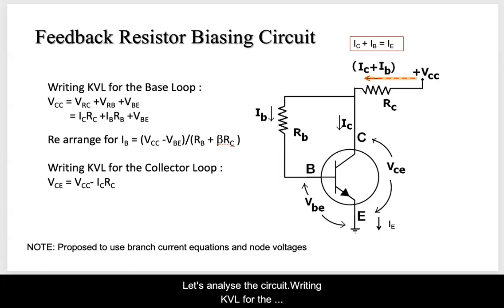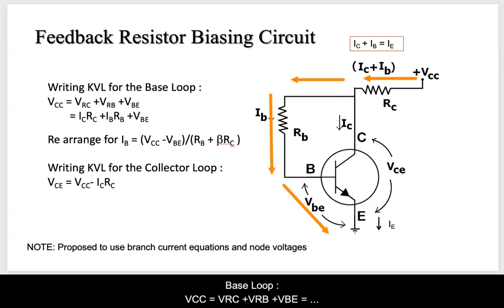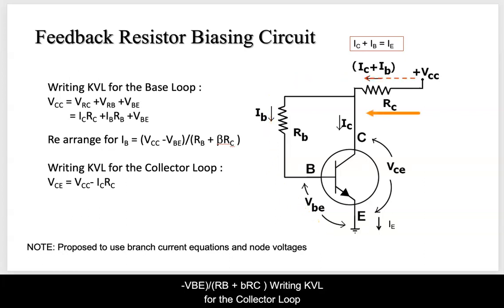By writing KVL for the base loop, VCC is equal to VRC plus VRB plus VBE, and this is equal to IC times RC plus IB times RB plus VBE. If we rearrange for IB, it is equal to VCC minus VBE over RB plus beta RC. And when we write the KVL for the collector loop, VCE is equal to VCC minus IC RC.